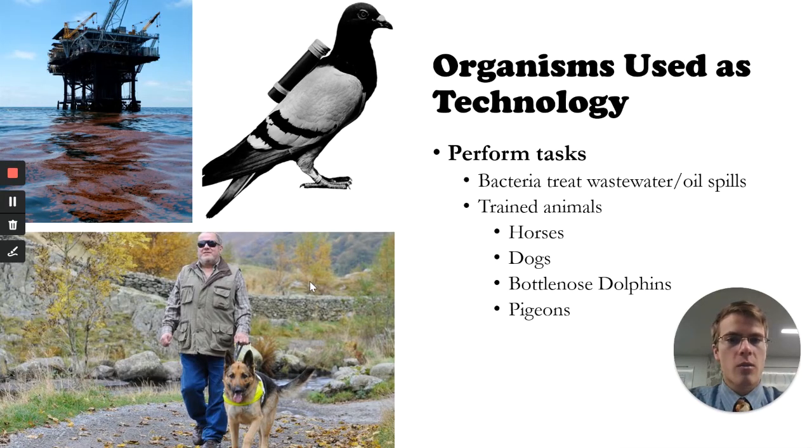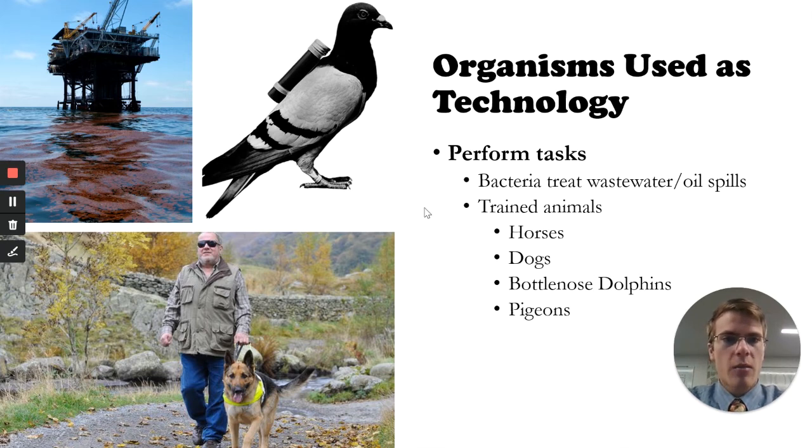Also, organisms perform tasks as a means of technology. So if you look at the picture in the top left, we've got an oil spill in the Gulf of Mexico, and scientists have discovered that there are bacteria that will actually eat up and break down the oil in oil spills or just any oil. So often when this happens, bacteria will be placed near the oil so that it can break it down. That's really helpful because oil and water are not a good combination.